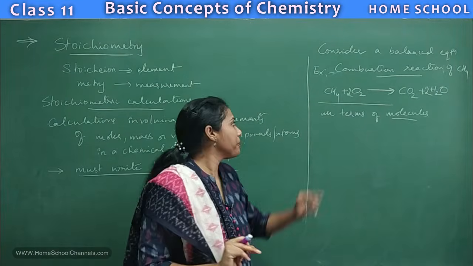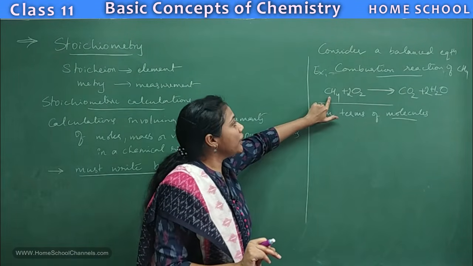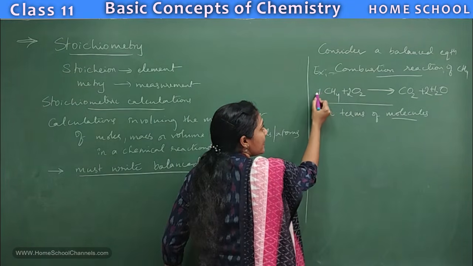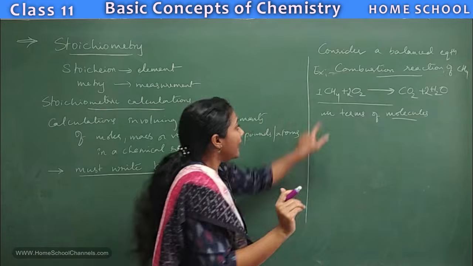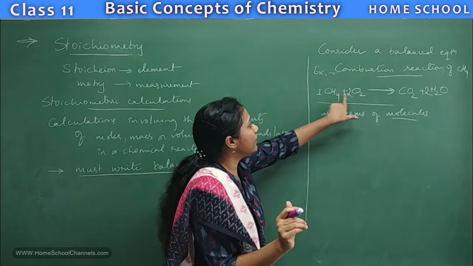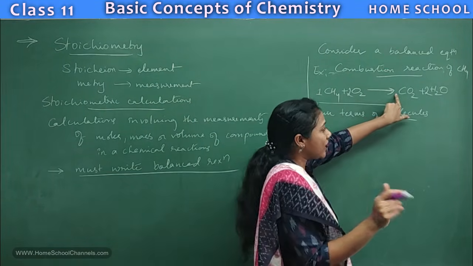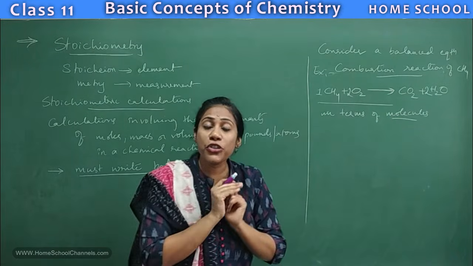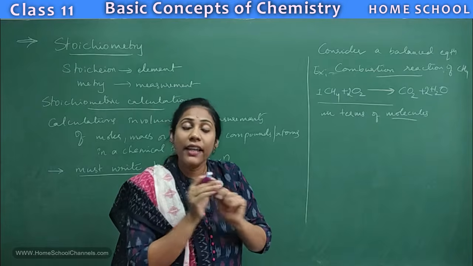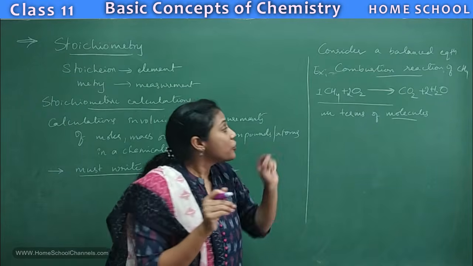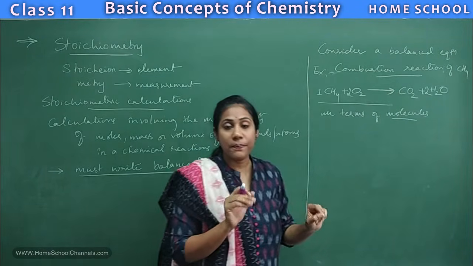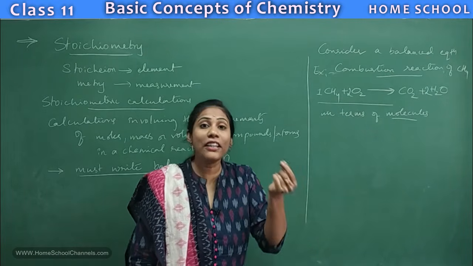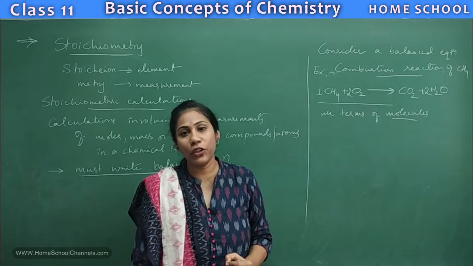How do you explain? I can say one molecule of methane, and if nothing is there, it means that there is one, right? And this one, two, and again here if nothing is there, one, and this two, these are called stoichiometric coefficients. So whatever digits we have put for balancing are called stoichiometric coefficients.